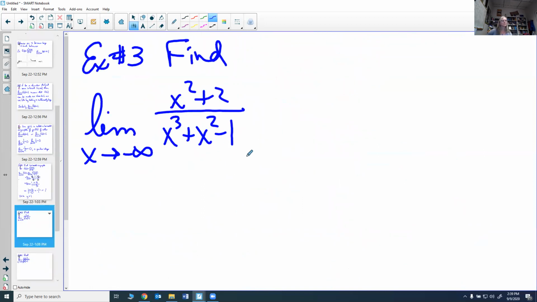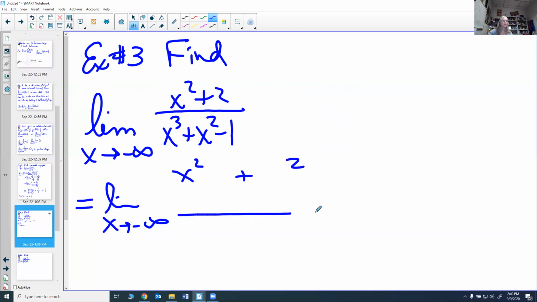Let's find this limit. This one's not asking to find horizontal and vertical asymptotes, but it's a similar concept. We're going to find this limit. We do the same thing. We're going to divide through by the highest degree of x. The highest degree of x looks to be x cubed. So we're going to take the limit as x goes to negative infinity. We're going to take each term and divide each term by x cubed. And again, we can do that because we're just dividing by 1.